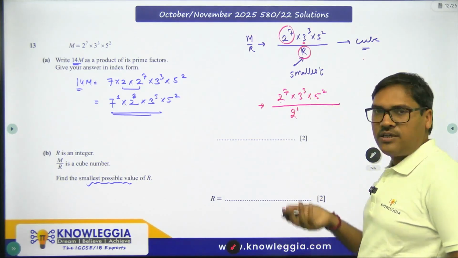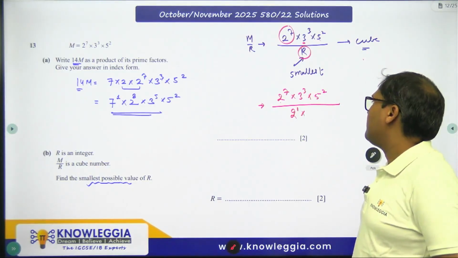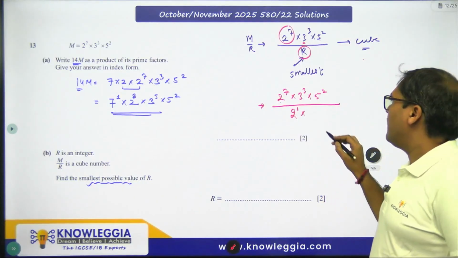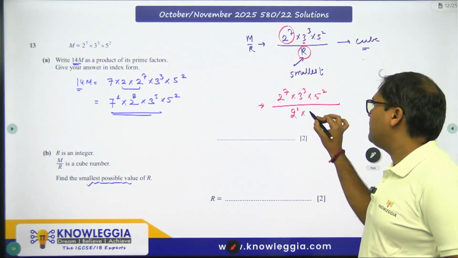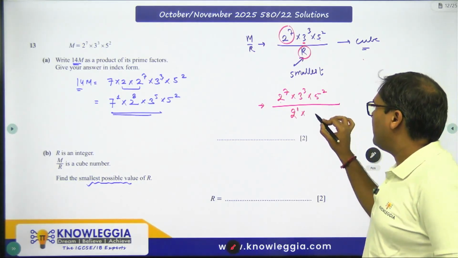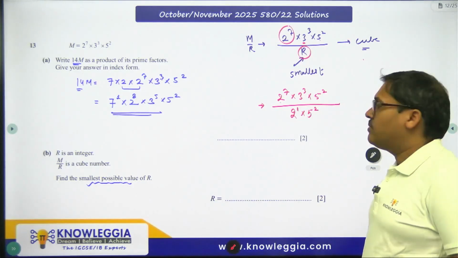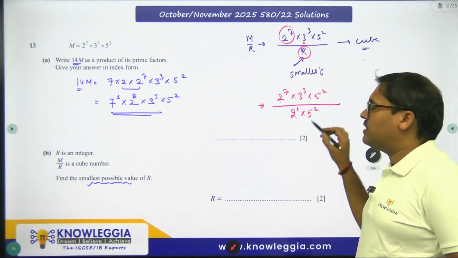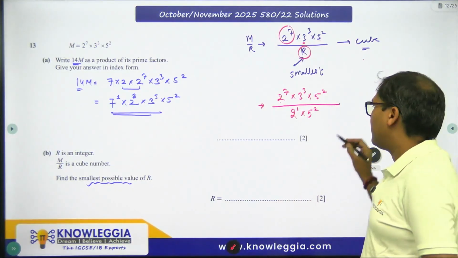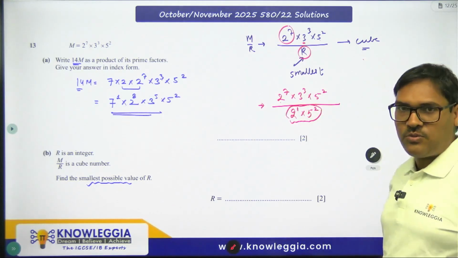Now this is already a cube number. Now here, what I can just place? This is not a cube number, right? So we have to write a number such that this is a cube number. So what I can do is, I can divide by 5 square. Why? Because if I divide by 5 square, this 5 square cancels out, and this will become 1. 1 is a cube number. So effectively, this is the possible number which can be R. This is the smallest possible number.